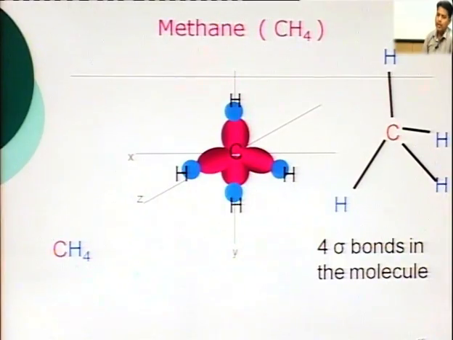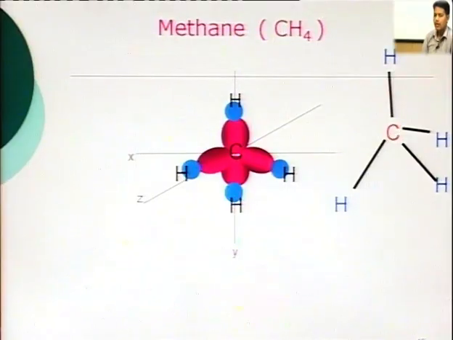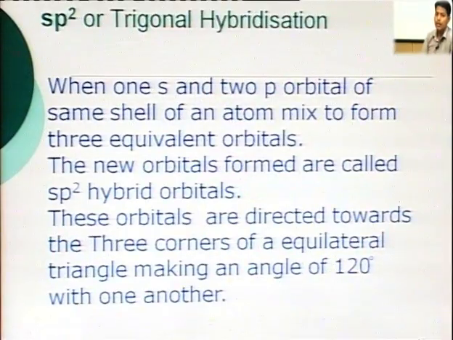So, in methane there are 4 sigma bonds in this molecule. The 4 sigma bonds are formed when carbon and hydrogen overlap. So, there are 4 sigma bonds and no pi bond.